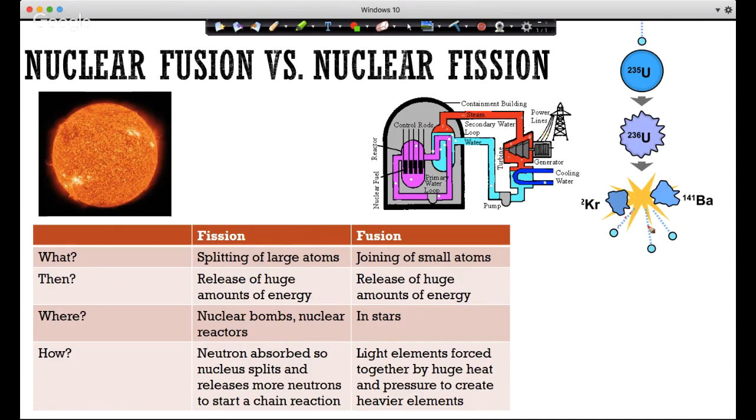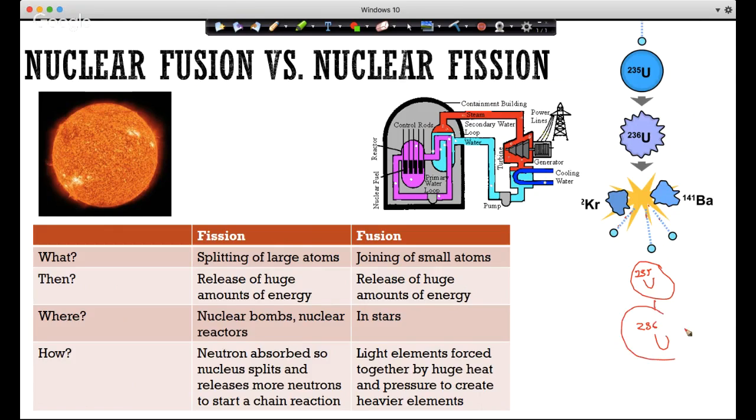A skill you might get asked to demonstrate is to complete this diagram. Pick one of the neutrons and let that hit an atom of uranium. That atom of uranium, so that could be the 235, will then turn into the 236 uranium.